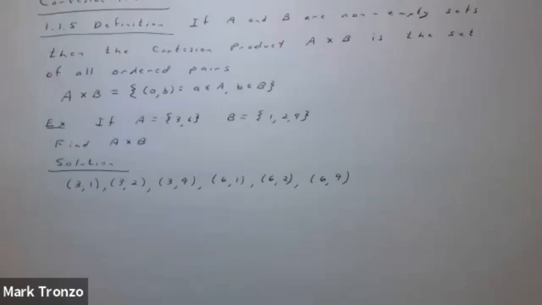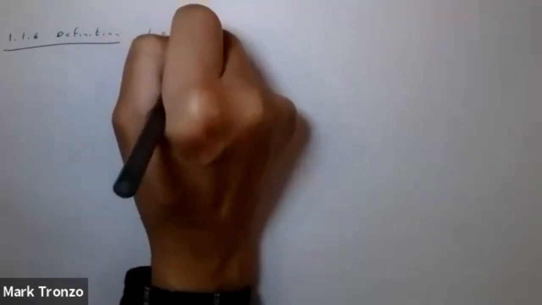And next thing we're going to do is look at functions, something you've done before. Just look at it maybe in a little more abstract manner. This is 1.1.6 definition. And let A and B be sets.